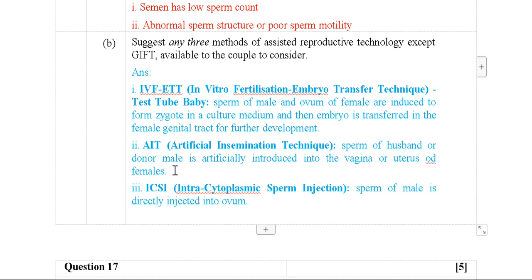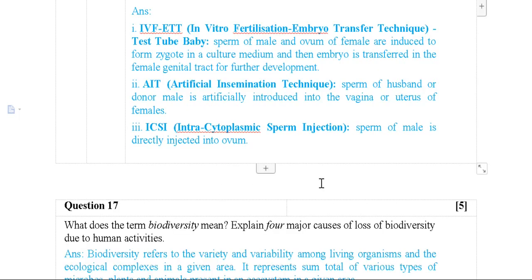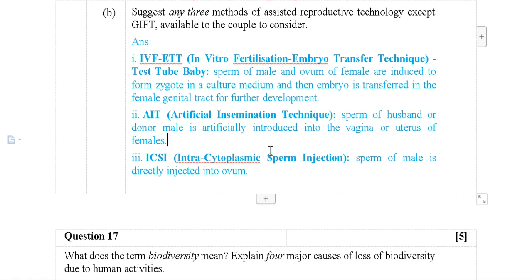Another reproductive method is AIT, the full form is artificial insemination technique. So sperm of husband or donor male is artificially introduced into the vagina or uterus of the female. Another ART method is ICSI, that means intracytoplasmic sperm injection. So sperm of male is directly injected into ovum. So these are the three methods of assisted reproductive technology except GIFT.